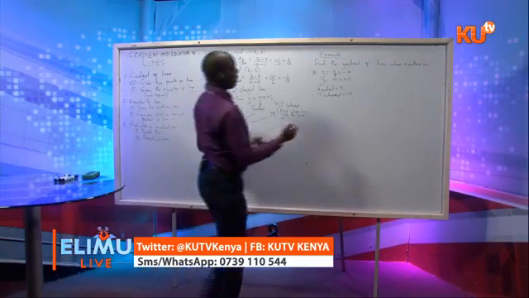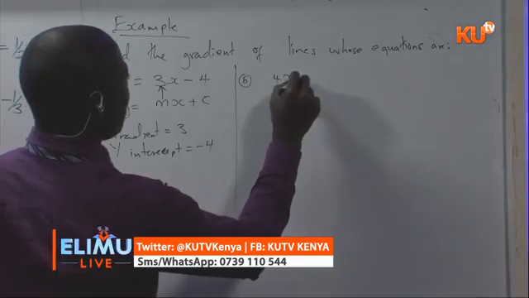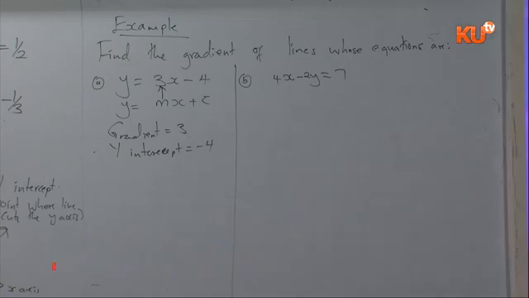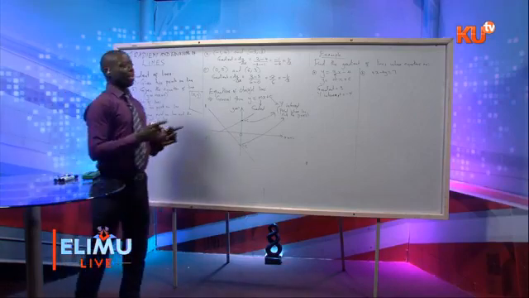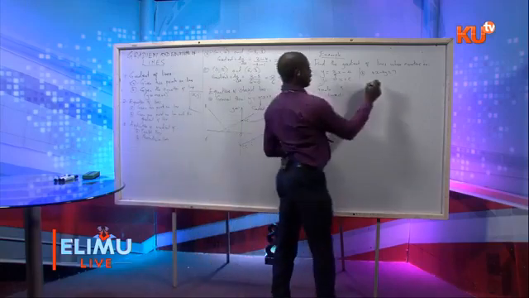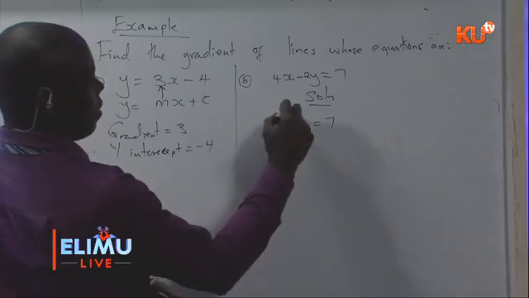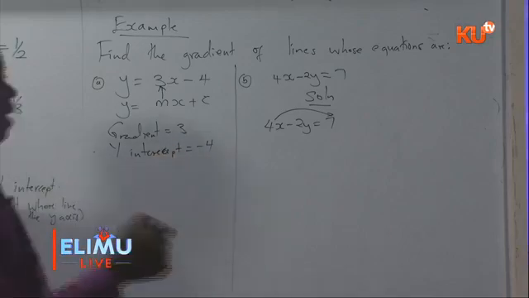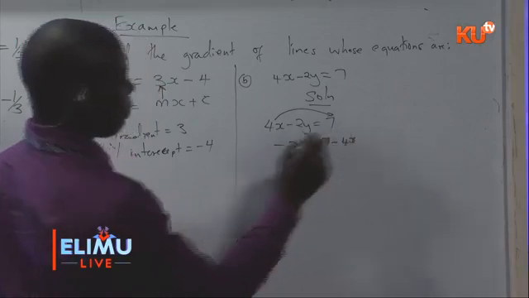But if they make it a bit different and say, for example, 4x less 2y is equal to 7, and you are told to find the gradient of that line, then you have to start by writing the equation in the form y is equal to mx plus c. So it means take the 4x to the right-hand side. This becomes negative because on the left-hand side it is positive. Now we have negative 2y is equal to 7 minus 4x.